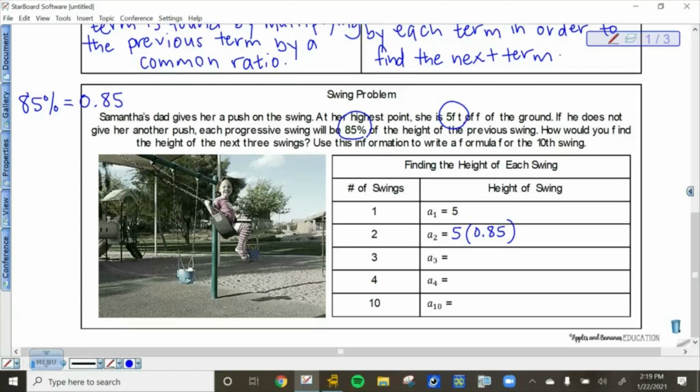And now for the next swing, for the third swing, we take our previous term, which is 5 times 0.85, and again we multiply it by 85%. Right? And then the same thing will happen here. We take our previous term, 5 times 0.85 times 0.85, and then we multiply it again by 85%.